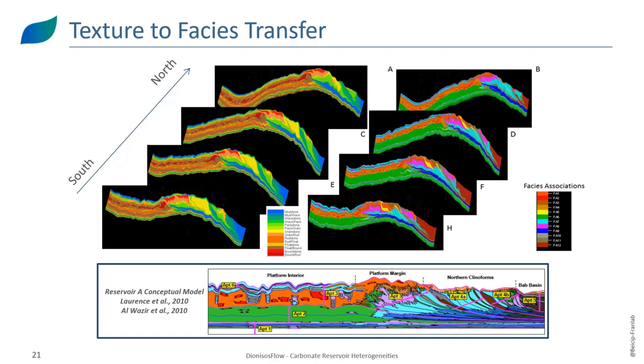A wackestone present in a lagoon might have completely different behaviors than a wackestone which is present on the toe of slope or even in the basinal part. So you can segregate between them in your reservoir model, and this is very important.